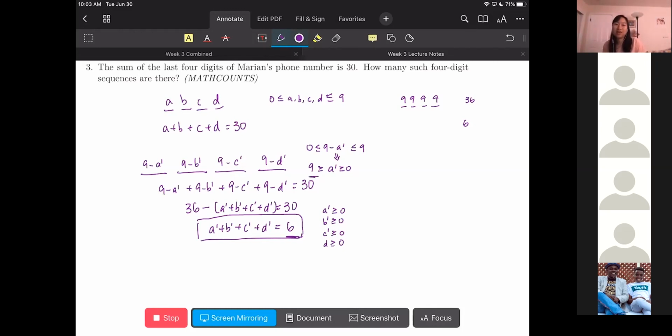So now we can count how many sequences A prime, B prime, C prime, D prime there are that are non-negative integers that sum to 6. So how do we apply stars and bars to count that? The bars will be 3. So you add the 3 to the total number, which is 6, to give you 9. Here we have 3 bars and 6 stars. So the total number of solutions to this is going to be 9 choose 3.